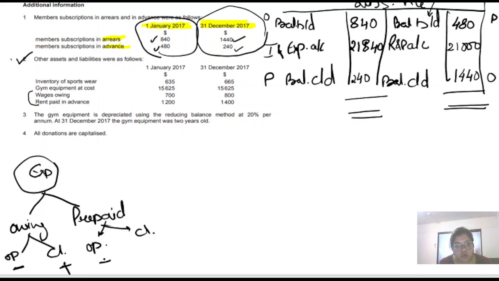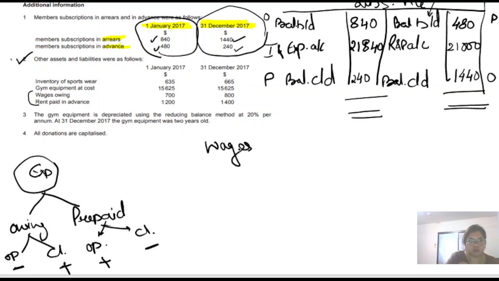Same way, prepaid also you have to do. Opening you are going to add, and closing you are going to deduct. Okay, so we are going to follow this for calculating the wages. Okay, so wages owing. So first of all, what is our wages?